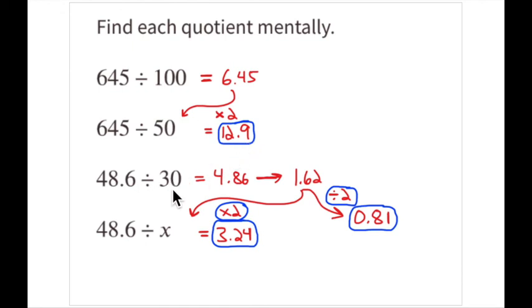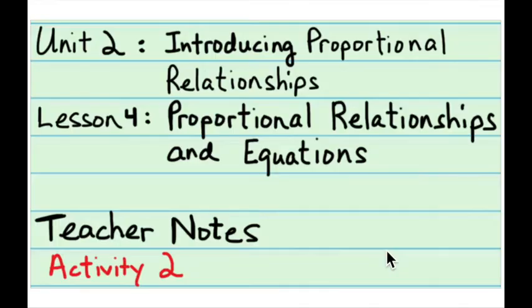48 and 6 tenths divided by 30. I'm going to get an answer of 4 and 86 hundredths. That's 1 tenth. So 1/30th is 1 and 62 hundredths. Divide by a number that's half the size, I'm going to get an answer that's twice as big, 3 and 24 hundredths. Or divide by a number that's twice the size, I'm going to get an answer that's half as big, or 81 hundredths.